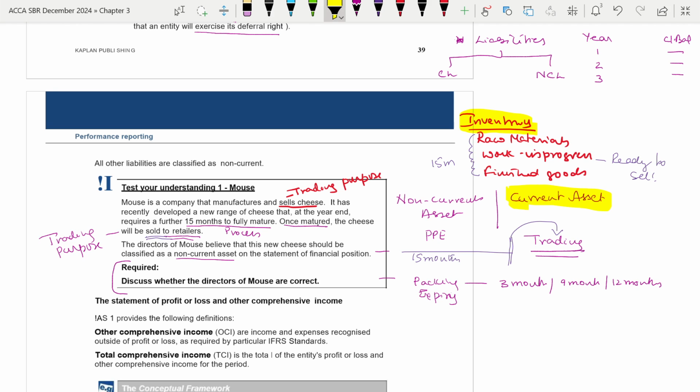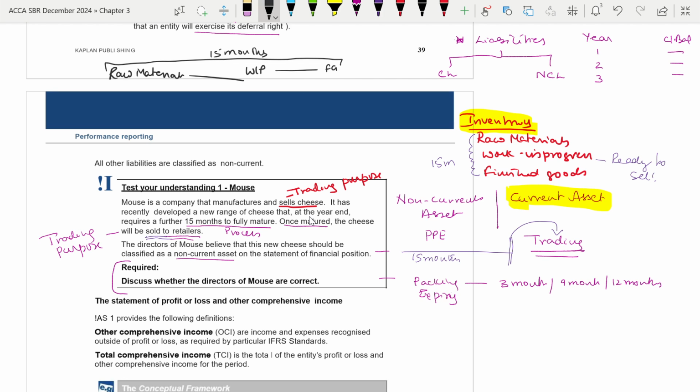Raw materials, work in progress, finished goods, ready to sell. See, you have purchased raw materials, you will process it, you will complete it, and finish it to that level. This is what the process talks about, is it right? You will have the work in progress, you will have the finished goods. How much time is it taking from here to here? They are taking 15 months.